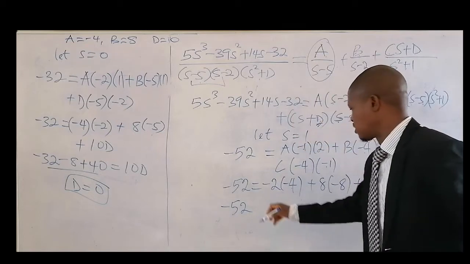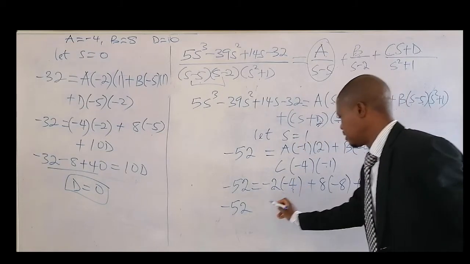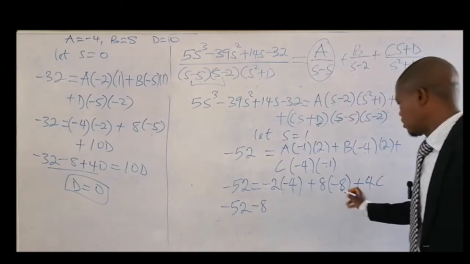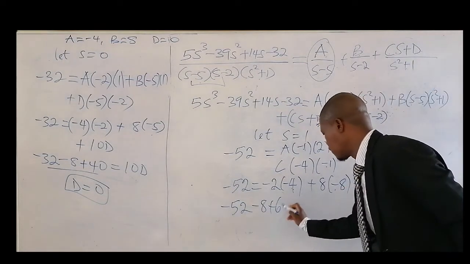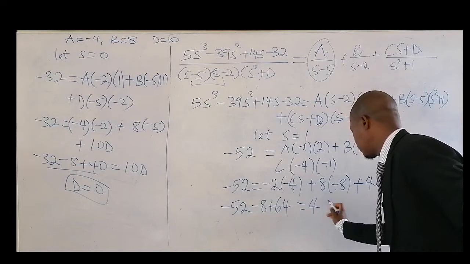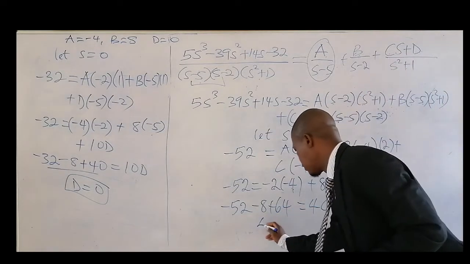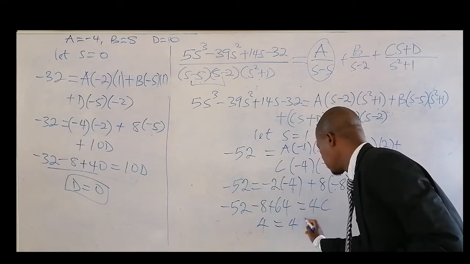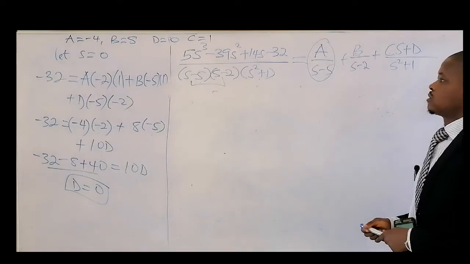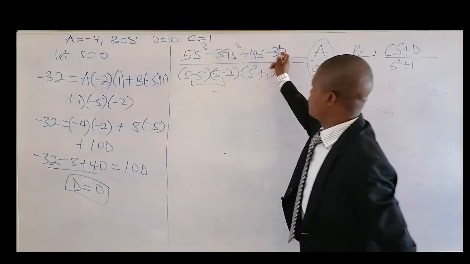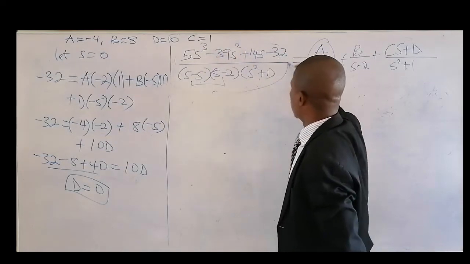I can move this one to the other side. This is plus 8, that's minus 8. This is minus 64, that'll be plus 64. Because what? 4C. So this is 4 here, because what? 4C. So C is what? C is 1. Okay?